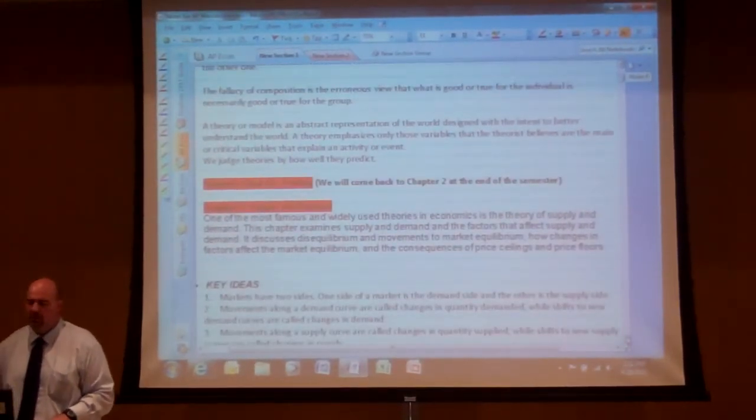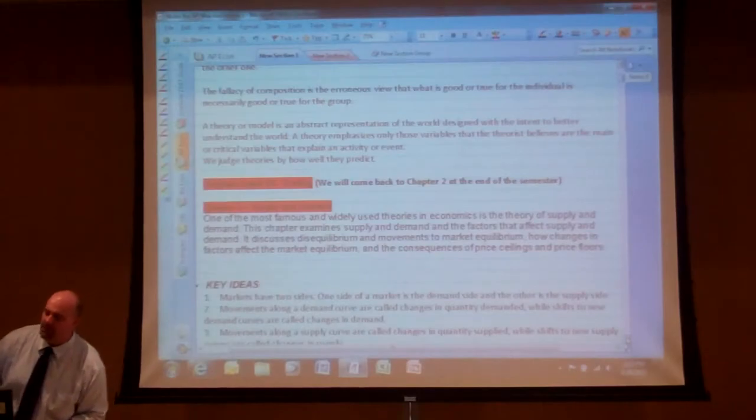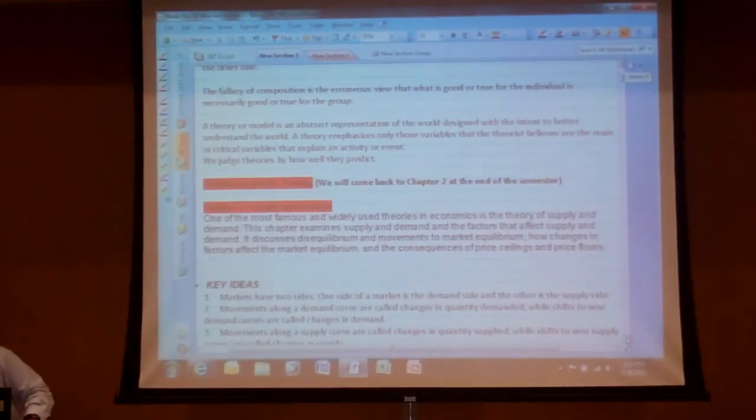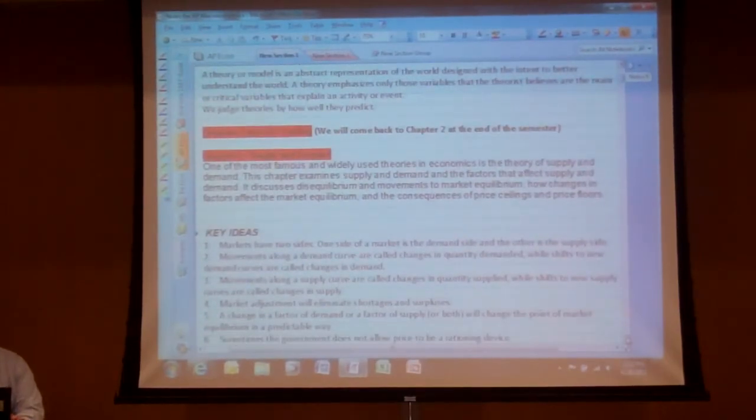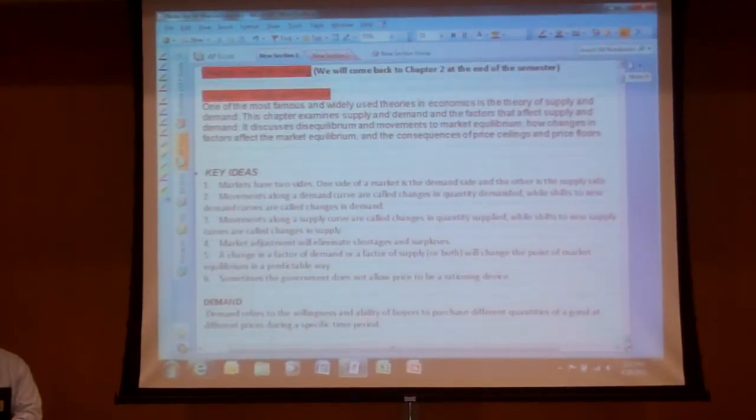Fallacy of composition is this mistaken view that what's good or true for one person or one group is true for everybody. And another group of synonyms, a theory or model for the same thing. Now, I just mentioned chapter 2, but I'm going to come back to that later when we talk about chapter 30. We talk about production possibilities and opportunity cost.